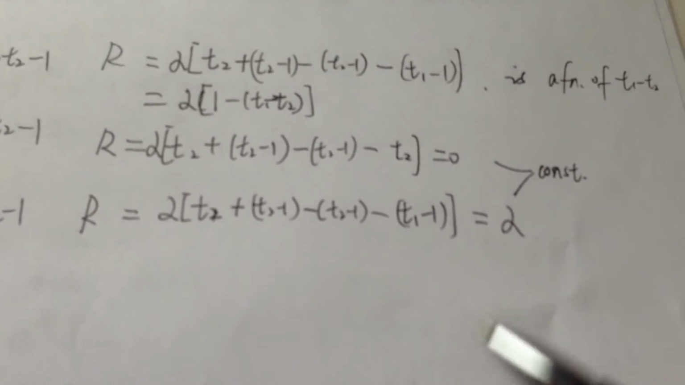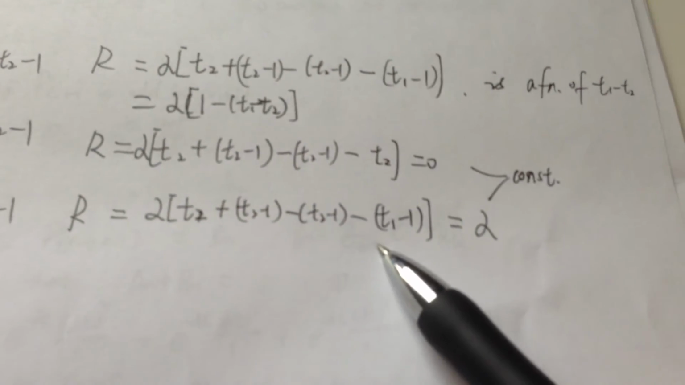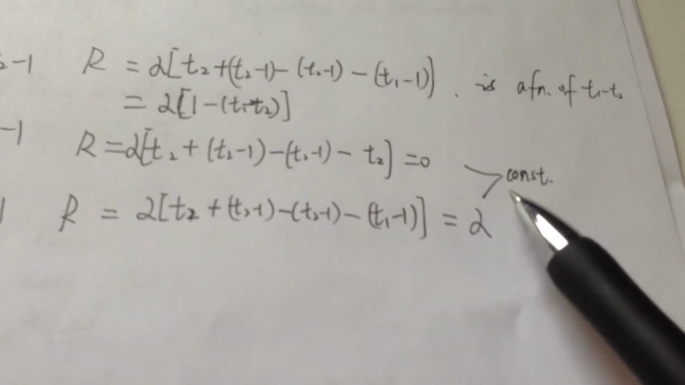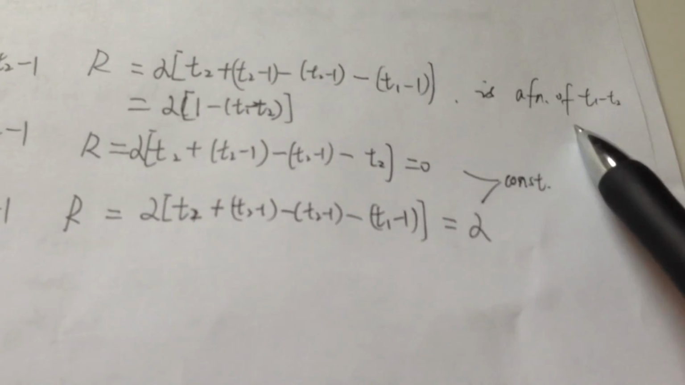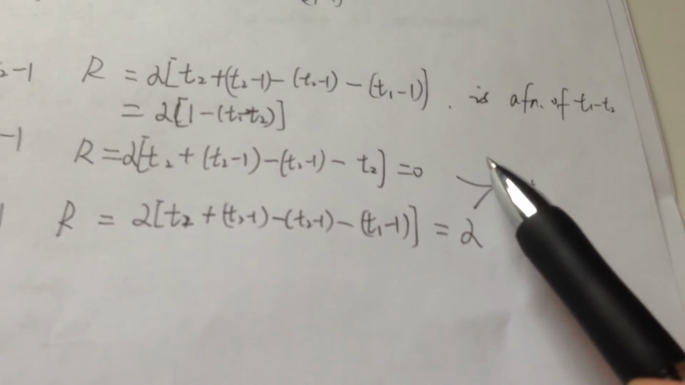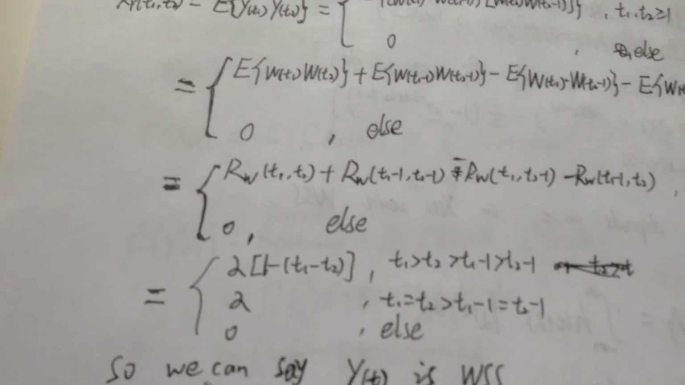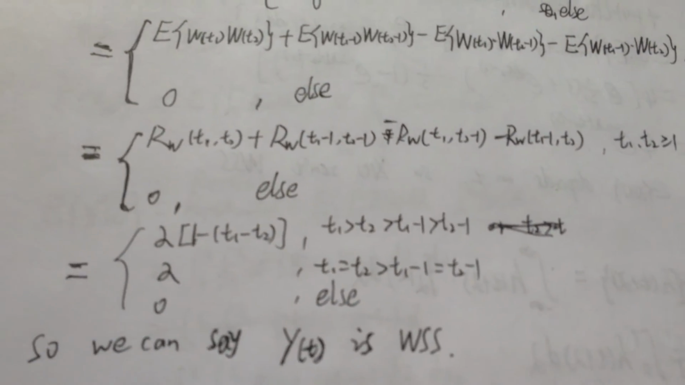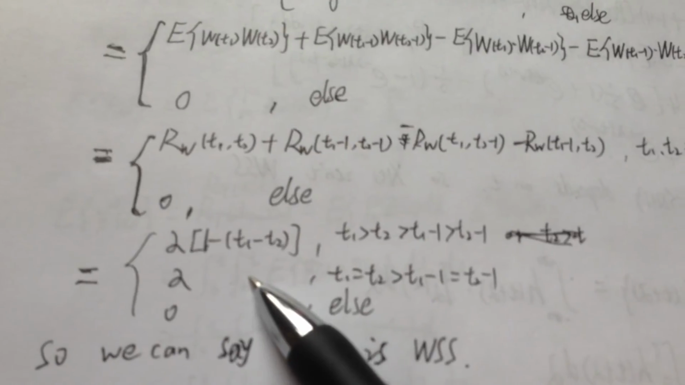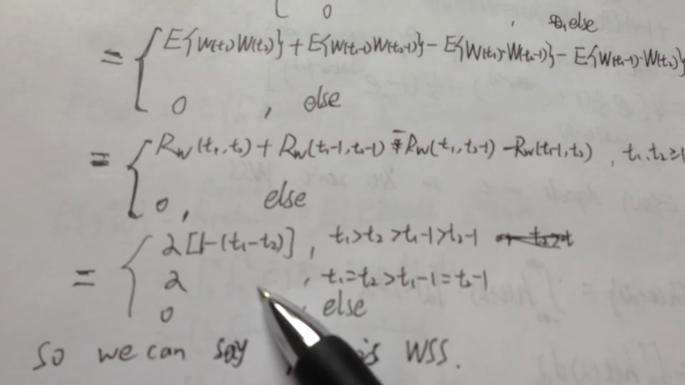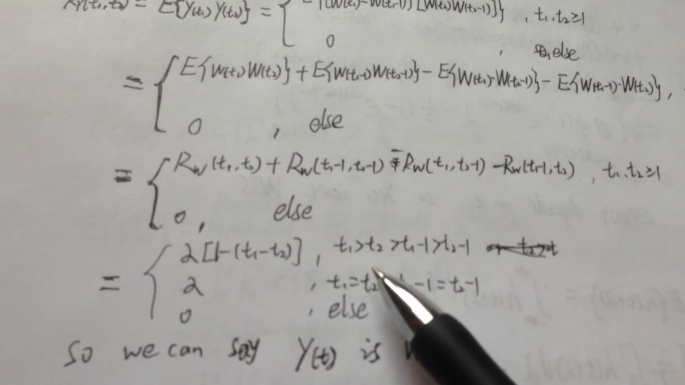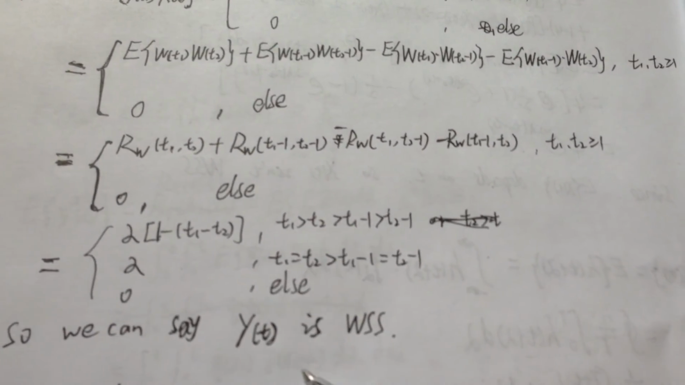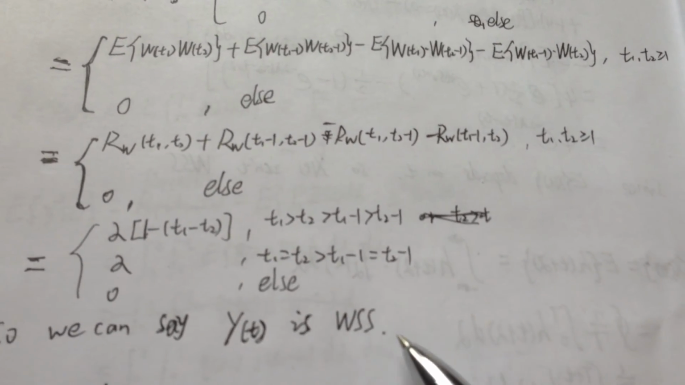In these two situations, we can say the constant is also a function of t1 minus t2. So we can say that the autocorrelation of Y equals this, and whatever it equals is a function of t1 minus t2. So we can say that Y(t) is a wide-sense stationary process.